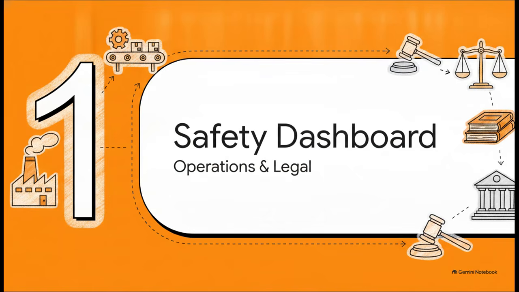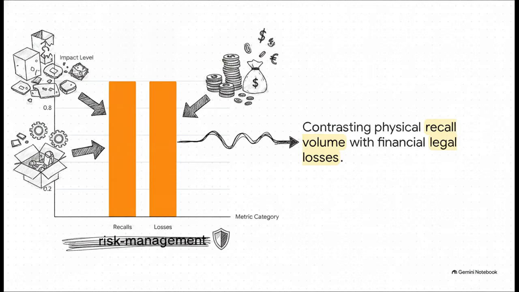Okay, let's dive right into section 1, the product safety dashboard, connecting operations and legal. Think about the contrast between physical operations and financial fallout, because that perfectly illustrates what our dashboard needs to capture. On one hand, you have recall volume, the sheer number of physical units that actually have to be pulled from the market. In stark contrast to that, you have legal monetary losses, the actual currency draining from your accounts due to litigation. This contrast represents the two core pillars of our executive risk management dashboard, the physical operational impact versus the direct financial hit. We have to track both of these to really see the whole picture.